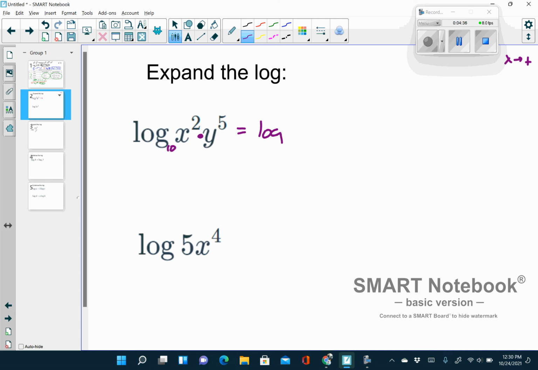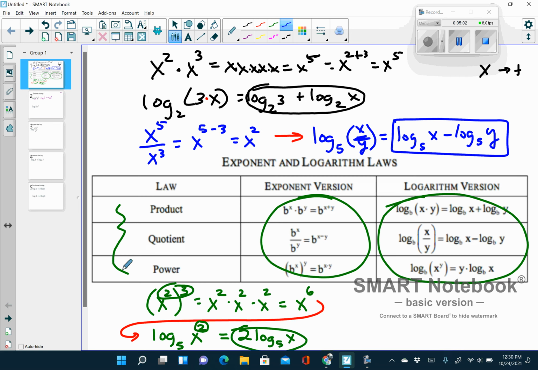So it's going to be log, and again, if there's no base, it's base 10. We're going to leave that alone, of x squared. Multiplication becomes addition, and then you do log base 10, and again, the 10 is implied, so you don't need to write that down, of y to the fifth power. Okay? So that's step one. We learned in rule number 3, which is the power rule.